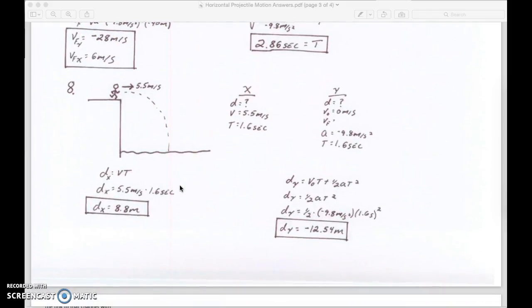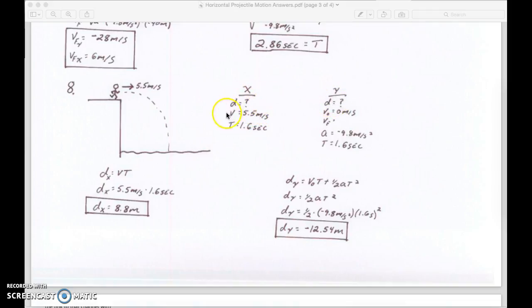Number 8. While vacationing in Mexico, you come to a cliff overlooking a river. Thinking it would be fun, you run toward the edge of the cliff and jump off with a horizontal velocity of 5.5 meters per second. You land in the water 1.6 seconds later. How high is the cliff? So I want to know the displacement in the Y direction. And how far from the base of the cliff do you land? I want the displacement in the X direction. So I'm looking for both D's, X and Y.